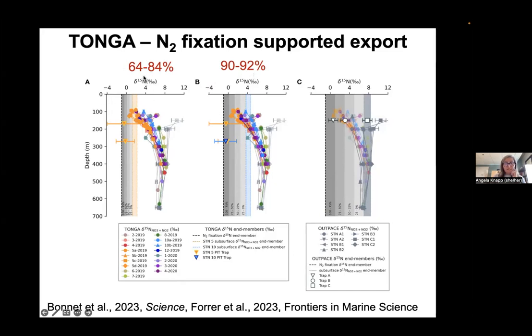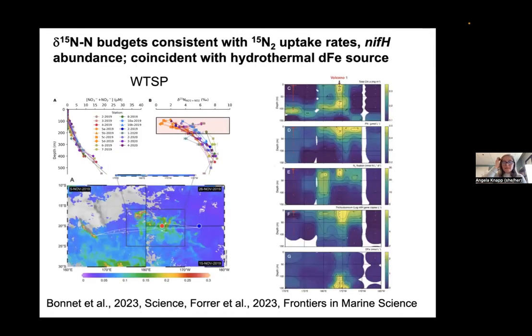So it's about 65% here, and about 90% of export was supported by N2 fixation, which is the first time we've seen this anywhere, except for in the previous study when we saw really high rates of export production supported. So this is the only location in the world, I would argue, where we've seen results like this. So this has been really exciting.